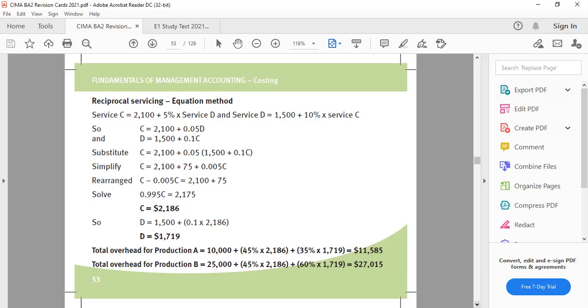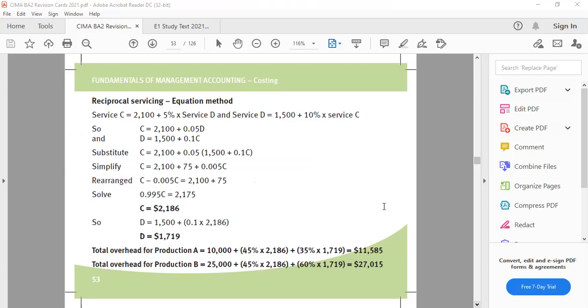Service department C will receive, because D is providing services to A, B, and C. C, it is 5%. So 2100 anyway they have incurred, plus they have to receive 5% of D department's cost. So this is equation number 1. We wrote it as C is equal to 2100 plus 0.05 D.